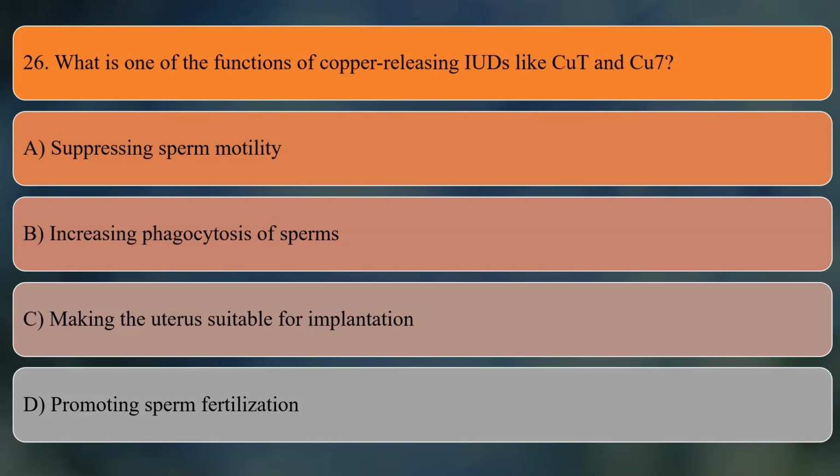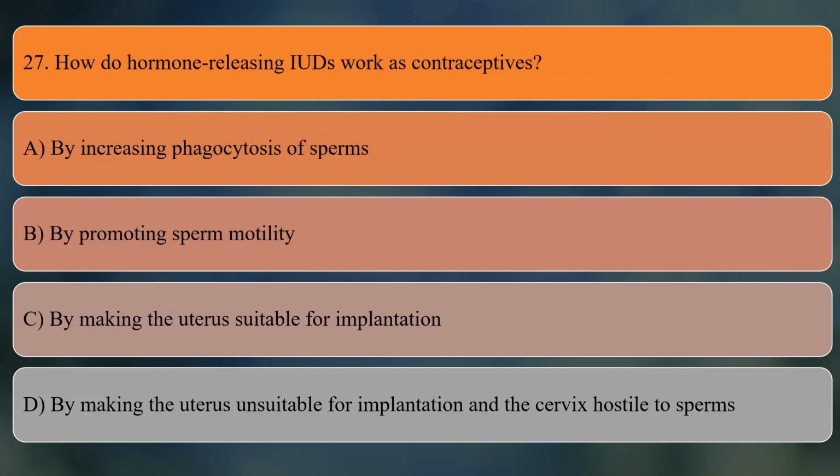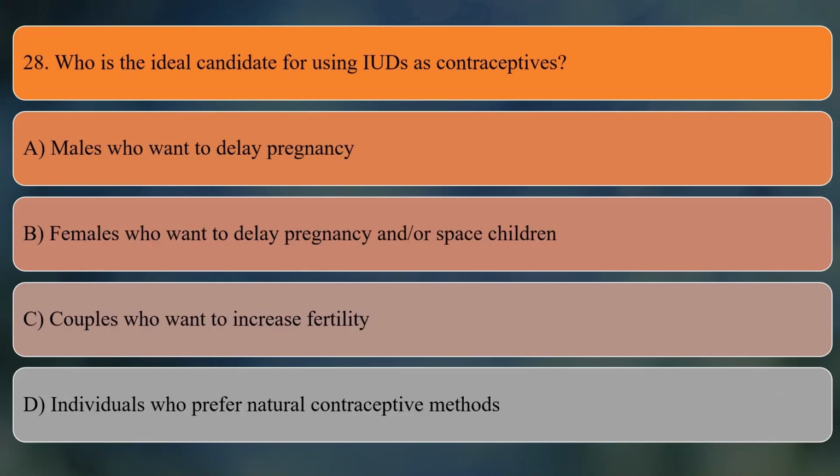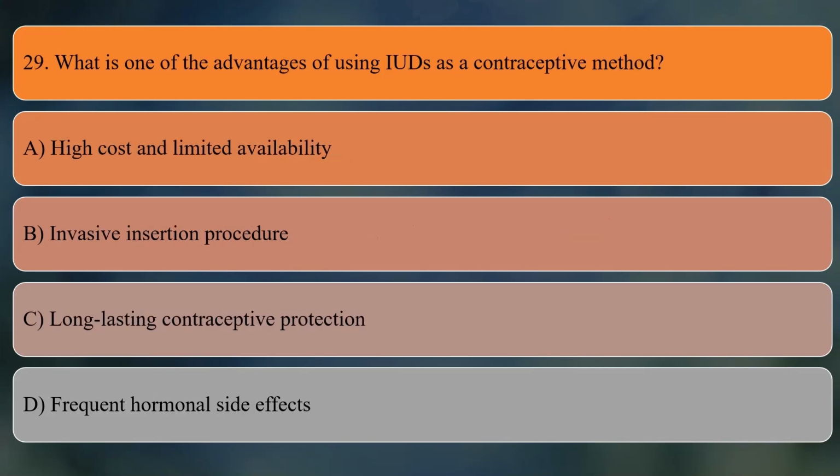What is one of the functions of copper-releasing IUDs like copper T and copper 7? How do hormone-releasing IUDs work as contraceptives? Who is the ideal candidate for using IUDs as contraceptives? What is one of the advantages of using IUDs as a contraceptive method?